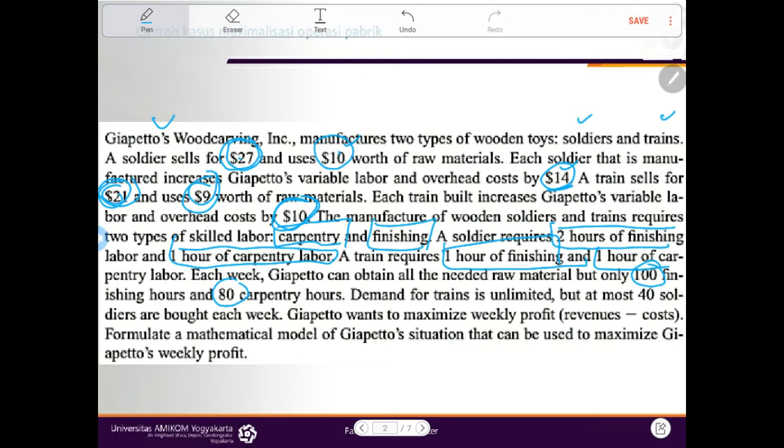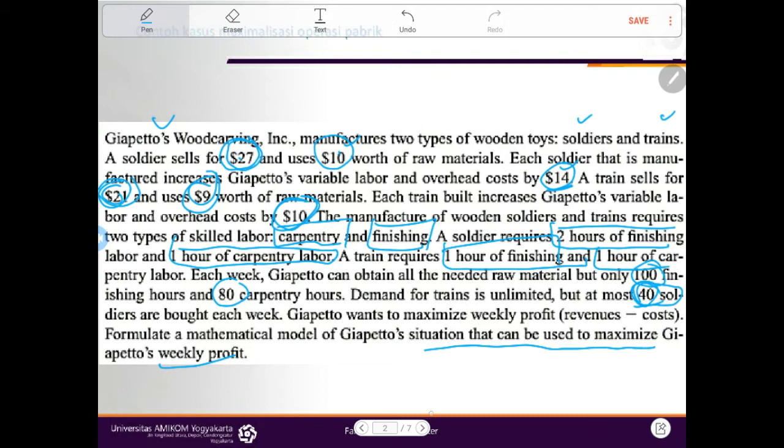But what about the selling of soldiers? Only 40 that you can sell. So this is the maximum number of soldiers that you can make, because otherwise it will be waste. Okay, the problem is how to maximize the profit. Okay, this is a two-variable maximization problem.